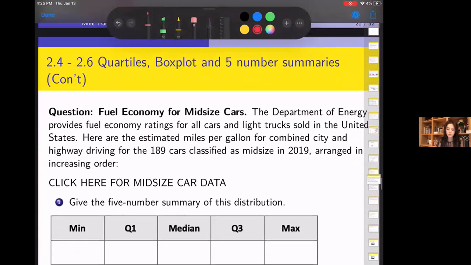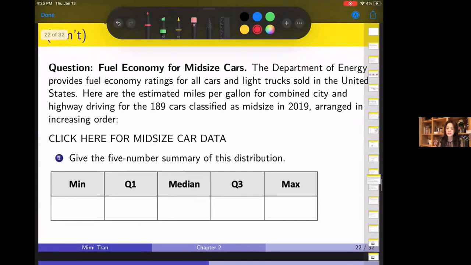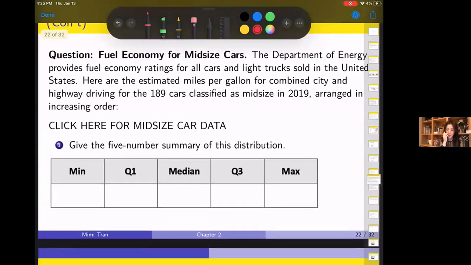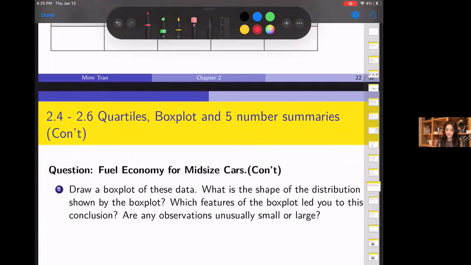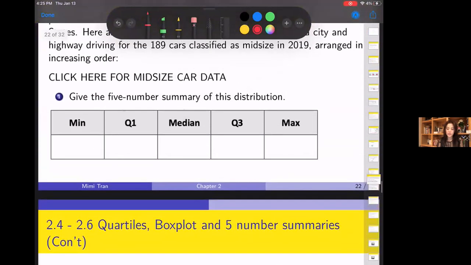All right, two points. The question is about the mid-size cars. Click on that data, and I want you to fill in the minimum, Q1, median, Q3, and max on your own. You're going to do it on the Google Sheet. Let's go ahead and do it, okay? I'll catch up with you.